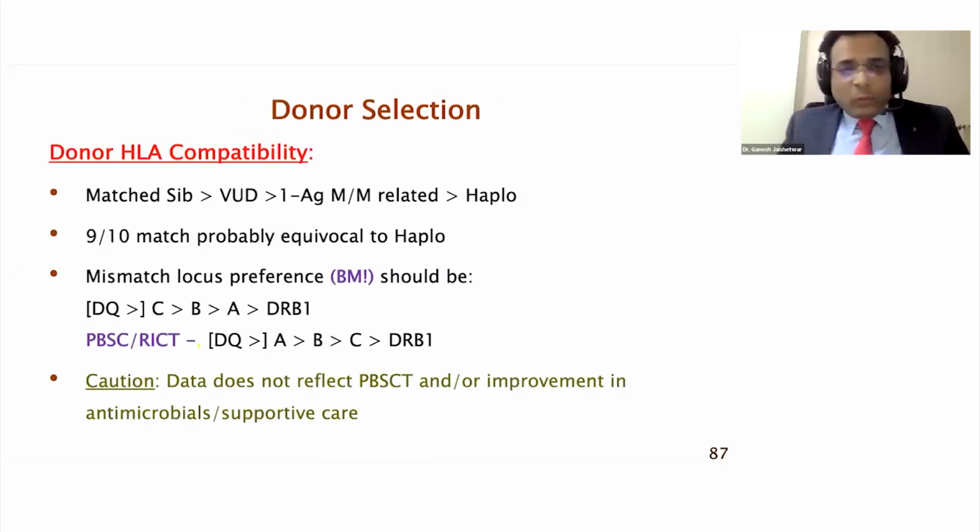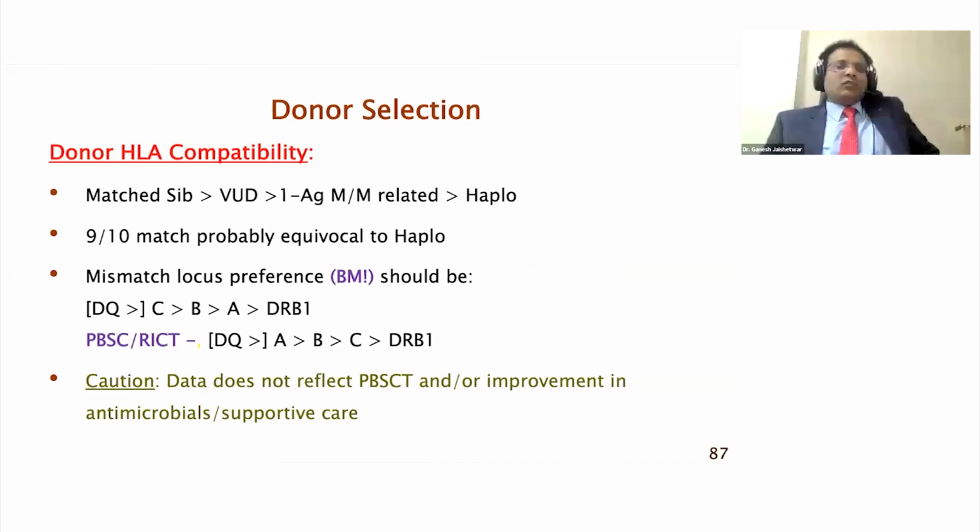Now, the important thing for donor selection is that you try to opt for the full match family donor, then unrelated donor, then one antigen mismatch, and the haplo is the last. But again, for mismatch locus preference, the DRB1 mismatch is the worst, followed by A, B, C sequentially.